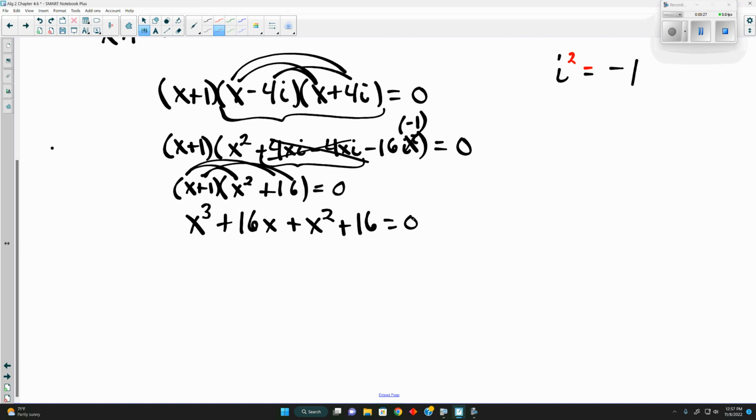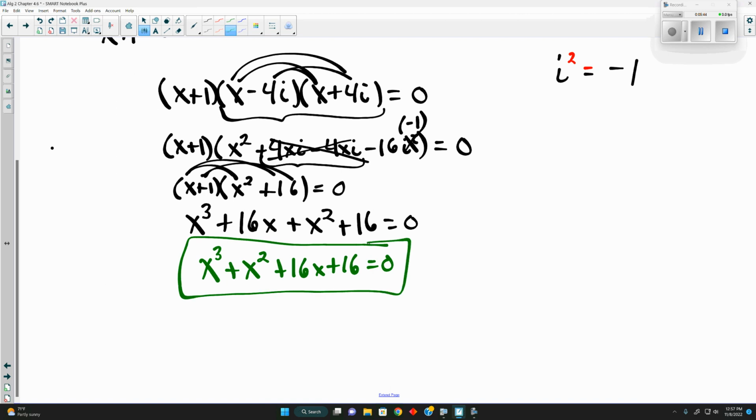Do we have any like terms? No. So there's nothing we can combine, but we can rewrite it in standard form, which would be x cubed plus x squared plus 16x plus 16 is equal to 0.